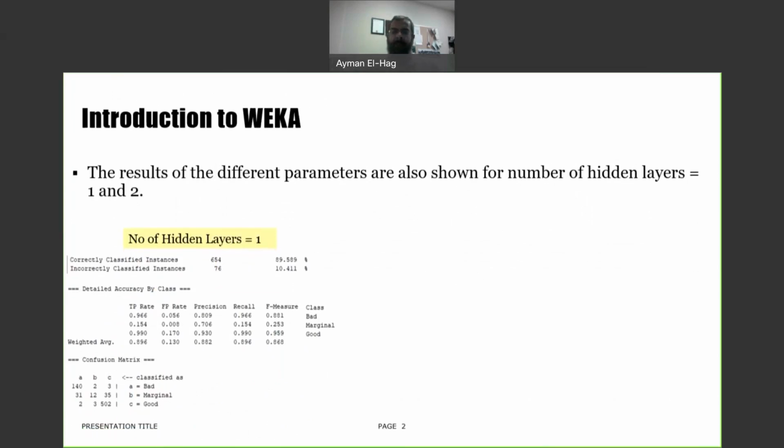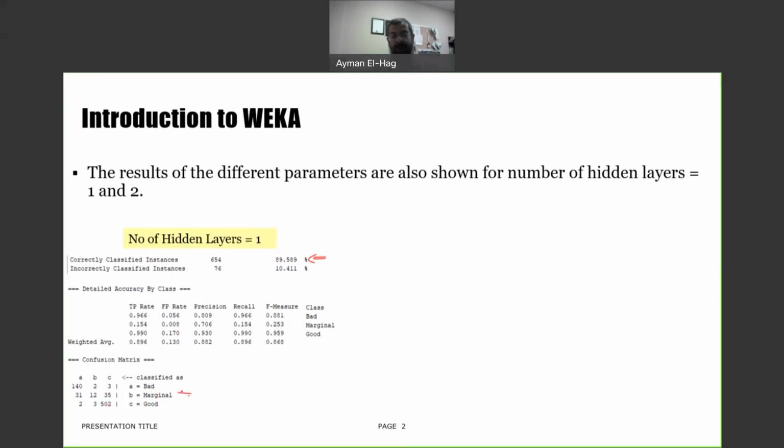So this is the classification problem we had in the previous example. And we said that, okay, we have very high accuracy, or relatively high accuracy, around 89.5%. But we said that this is misleading. Why? Because when you go to the confusion matrix and look carefully at each class, bad, marginal, and good, we'll see that for the bad, only five cases were misclassified, but 140 were correctly classified. For the good, the same thing, only five misclassified and 502 were correctly classified.